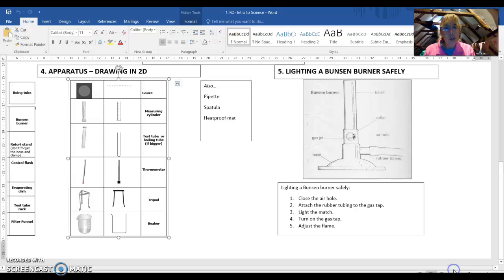And there is also how to light a Bunsen burner safely. Now, the way we use our knowledge organizers is like this. Over here, this is about lighting a Bunsen burner safely. So you'll have a revision card, or you will use this to test yourself. How do you light a Bunsen burner safely? You then cover this part of the revision card and you see if you can remember the steps.